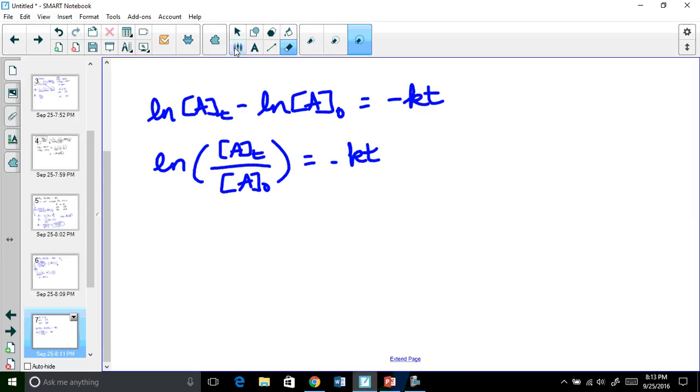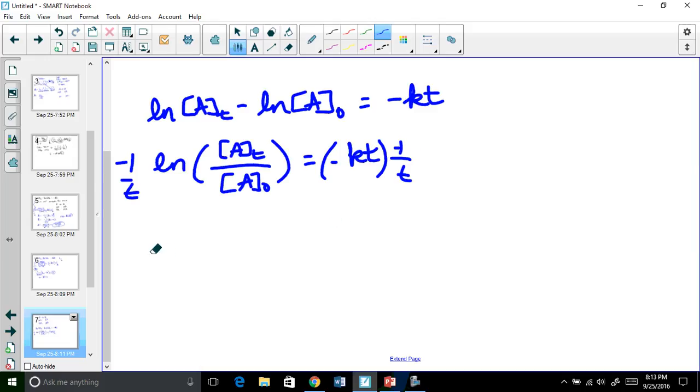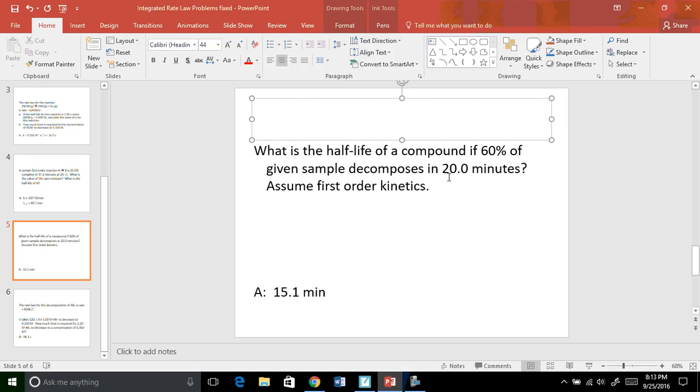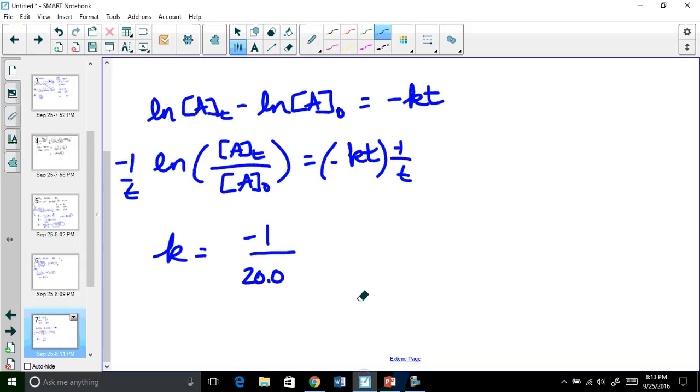We always want to do the math before we start plugging stuff in. So if I want to solve this, I need to solve this for k first. I'm going to multiply by negative 1 over t, because then negative, negative, and then t cancels t. So k is equal to negative 1 over 20 minutes. The time unit is minutes. Keep that in mind. Times the ln of 0.4.